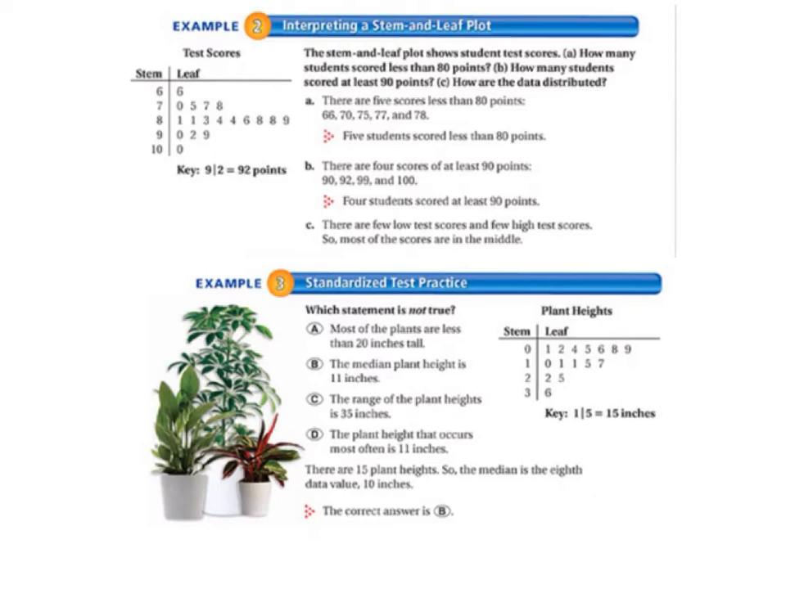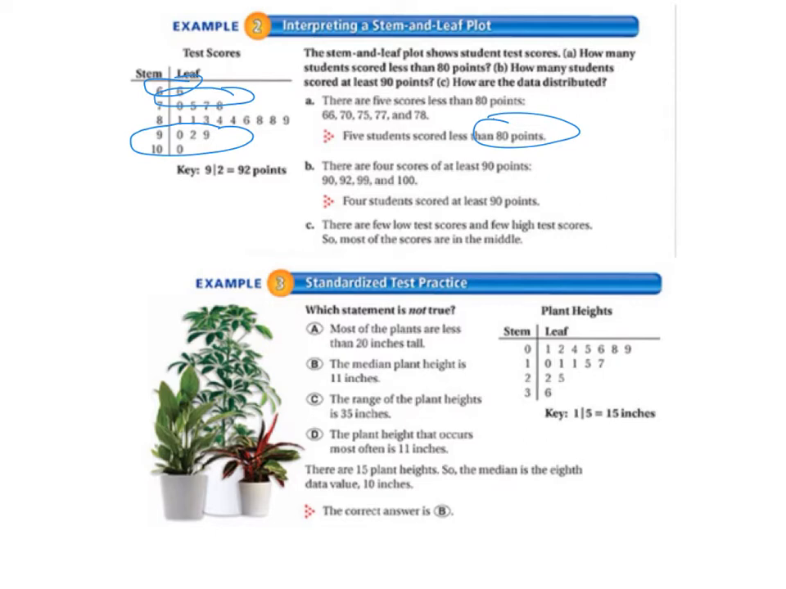So if we look at letter A, there are 5 scores less than 80 points. 66, 70, 75, 77, and 78. So those are the 70s. So 5 students scored less than 80 points. Letter B, there are 4 scores of at least 90 points. So those would be 90, 92, 99, and 100. So 4 students scored at least 90 points.